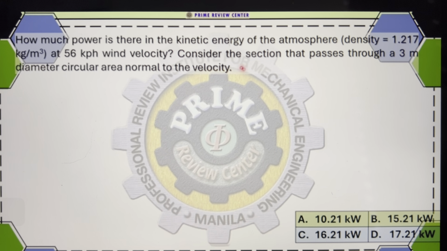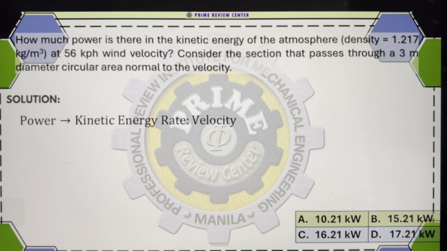So, naghanap ng power ulit. But binanggit na kinetic energy yung gagamitin. So, yung power, in terms of kinetic energy, other keywords para makuha yung kinetic energy yung gagamitin is pag-velocity. So, we know that kinetic energy is 1/2 mv squared. Pero pag power, yung kinetic energy mo, rate yan. So, yung mass mo dyan, mass flow rate.